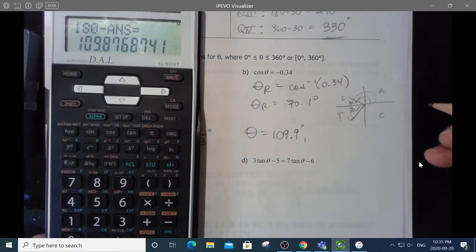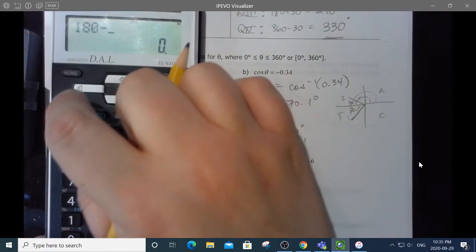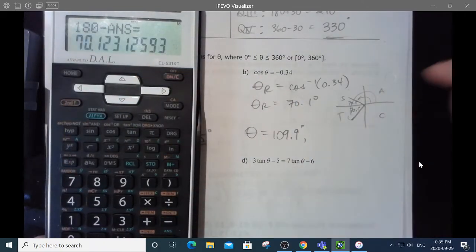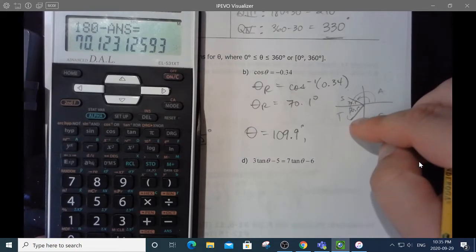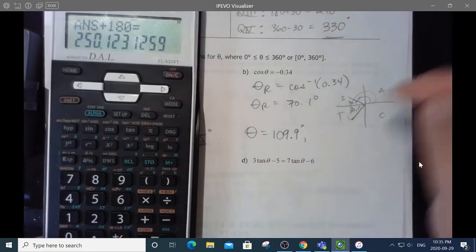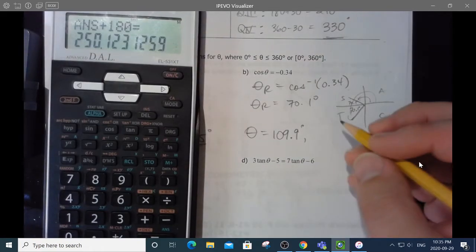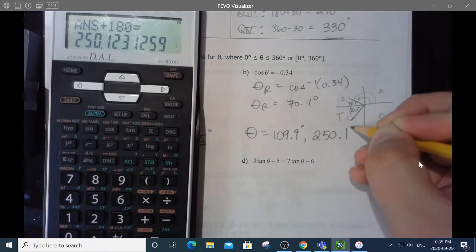So I'm going to do 180 minus my answer again. There we go. So there's the first answer I had, 70.1. But now I want to add that to 180. So plus 180. And there we go. The second answer is 250.1 degrees.